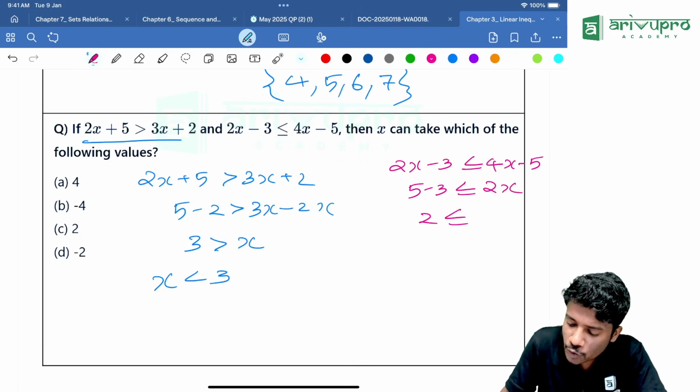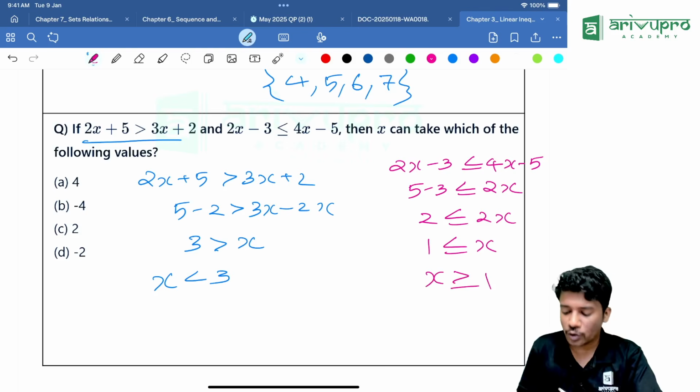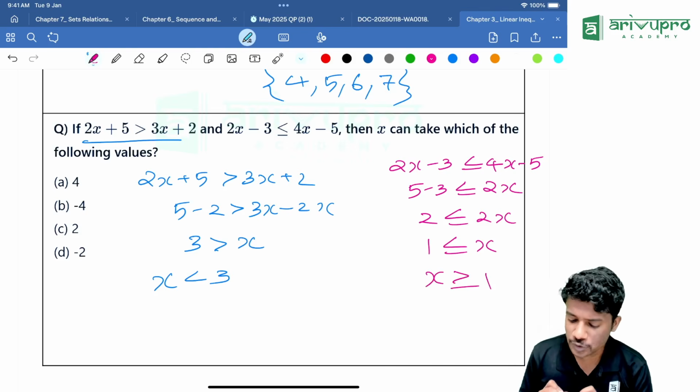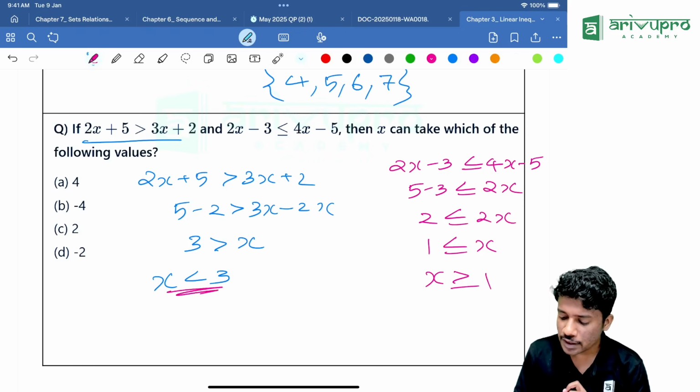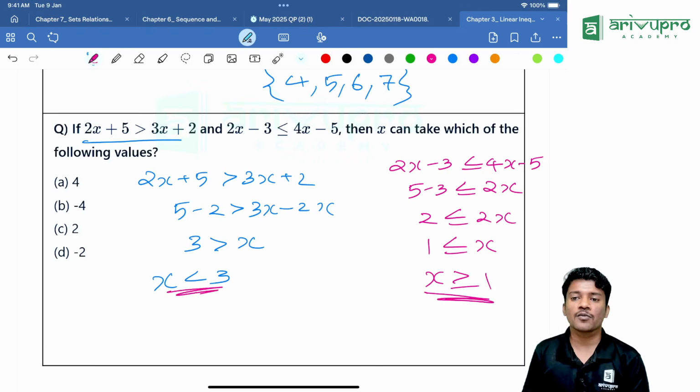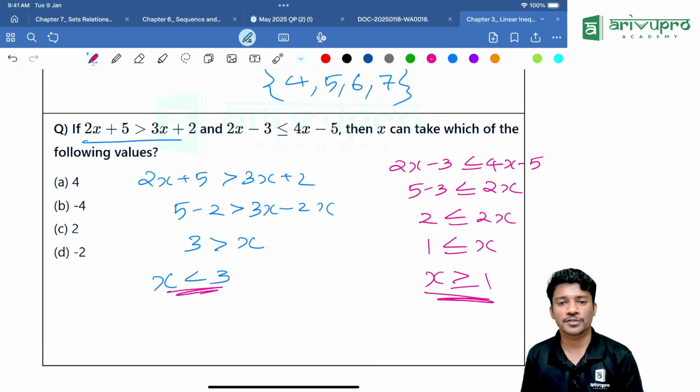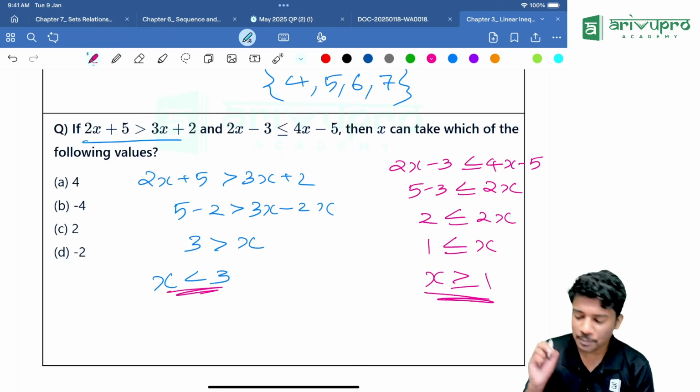2 less than or equal to 2x. Then 1 is less than or equal to x. x is greater than or equal to 1. So what are the possible values? x is less than 3, but x is greater than 1. What are the possible values? x is less than 3 but greater than 1.